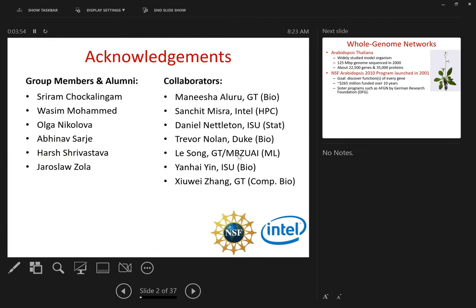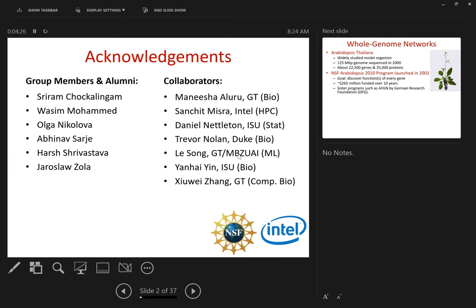At the outset, I want to mention that the work I'll be presenting today is more application-driven, in the sense that we have some grand challenge problems that we want to work on. To solve them requires expertise from many areas, right? In this case, it would be biology, bioinformatics and computational biology, plant biology, statistics, machine learning, data mining, high performance computing, and so forth.